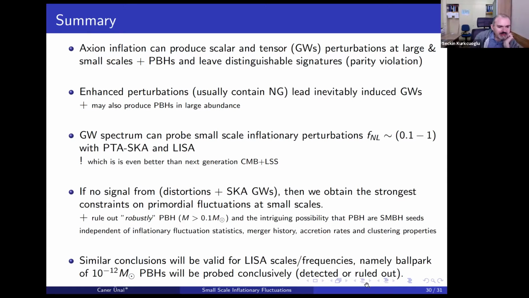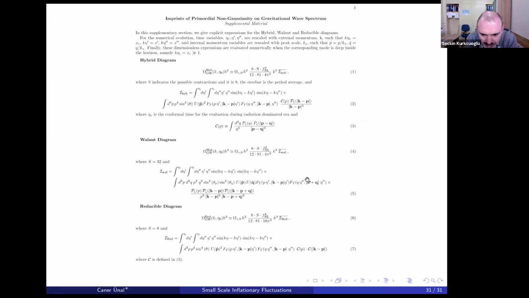Caner, how is all this related or possibly related to dark matter? For PBH, you mean, Hocam? Yeah, for PBH. Okay, just 1 second.